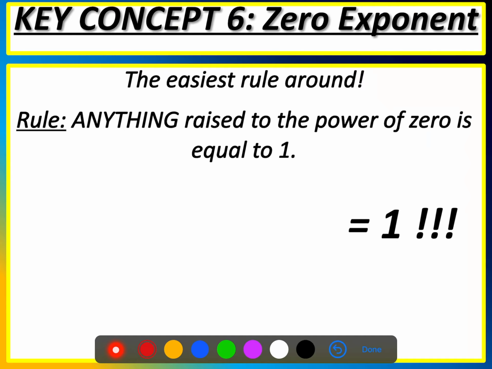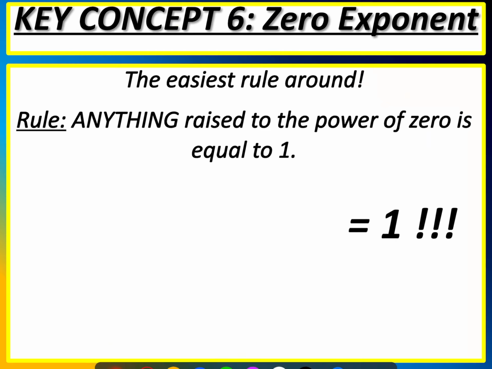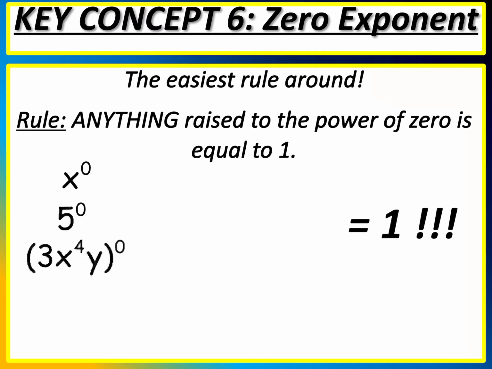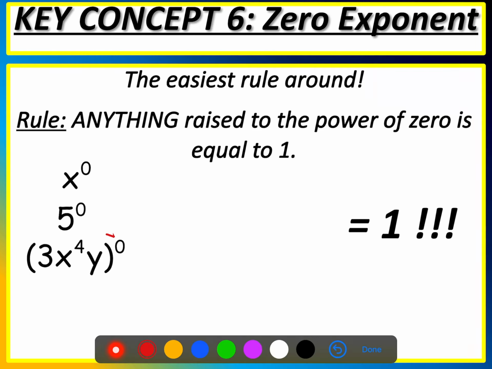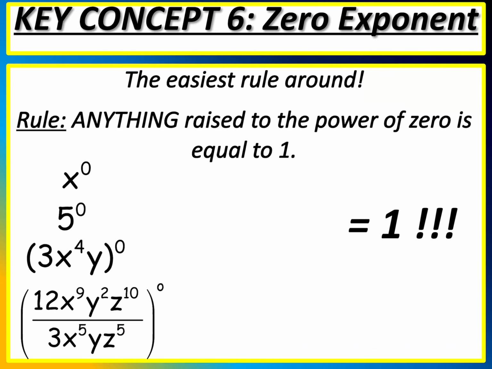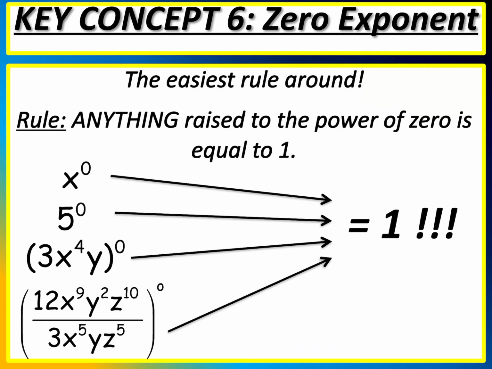Okay, this is the easiest rule. Anything raised to the power of 0 is equal to 1. So x to the 0, 5 to the 0, 3x to the 4th y, this is power to a power. It's all in parentheses, so that means the 0 is applying to everything in there. That equals 1. Even this whole gigantic expression, because it is in parentheses, everything here equals 1.